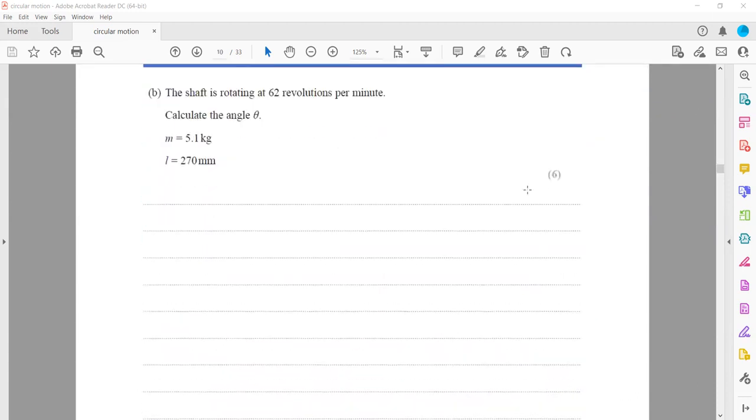Because it's a 6-mark question, one mark is for when you work out the value for omega. And then the centripetal force will be equal to mr omega square, and we know the centripetal force will be equal to the component of the weight, that is W sine theta. Here it's equal to mr omega square, and W is equal to mg.